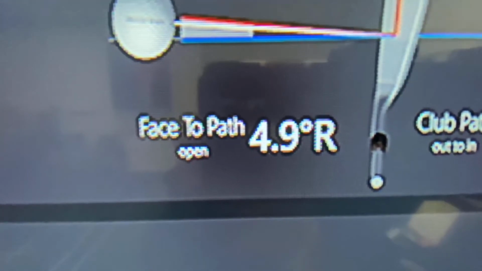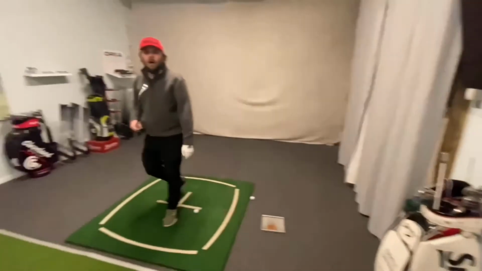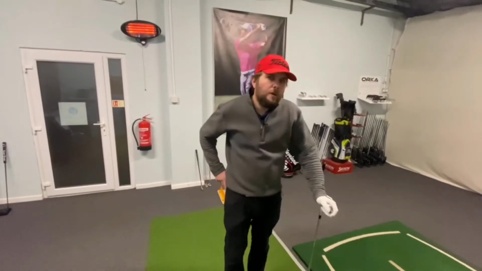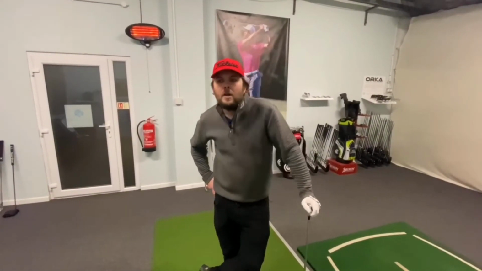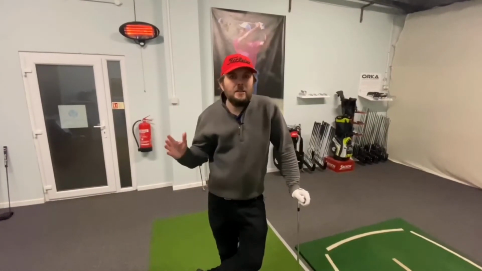The face was 5 degrees open, which sent the ball out to the right. The path was neutral. What I would say though is, don't try and have a 0.0. Don't try and be neutral. You'll play better golf with a draw or a fade. It's just trying to make that a little bit less for the majority, right?